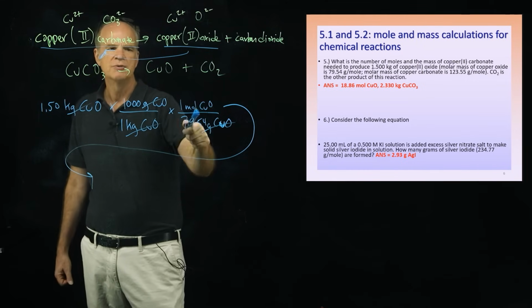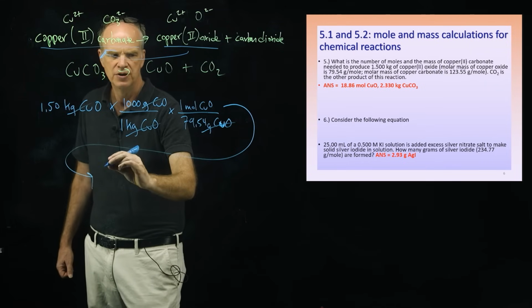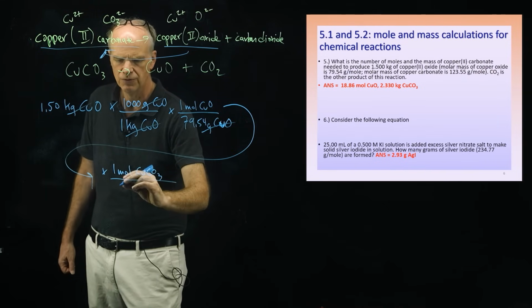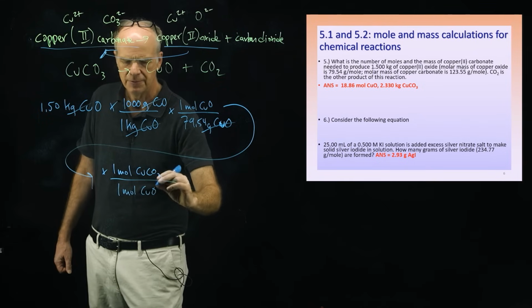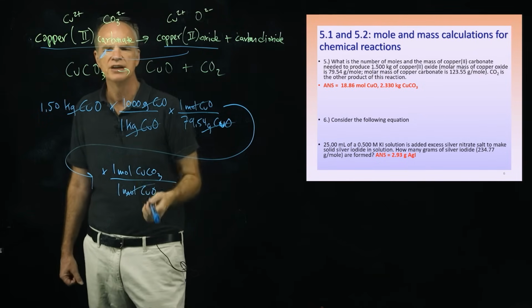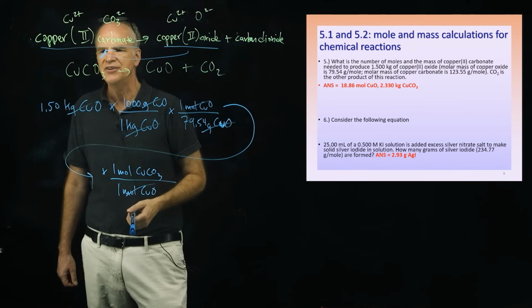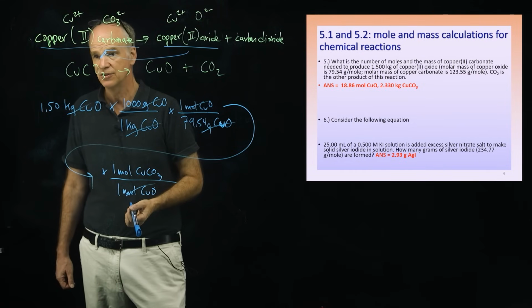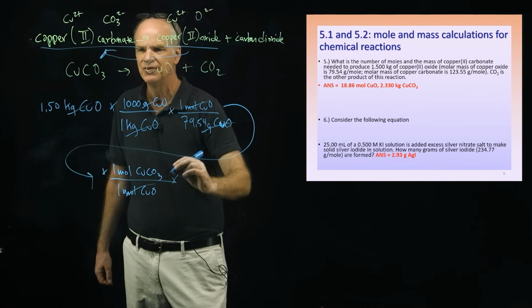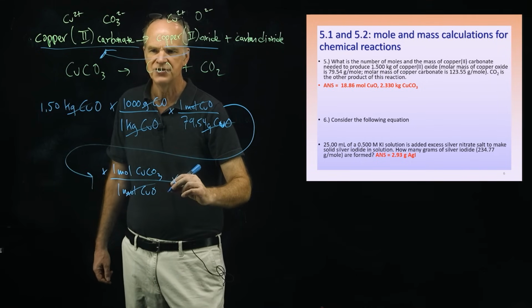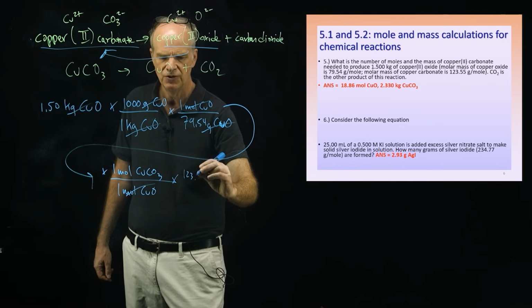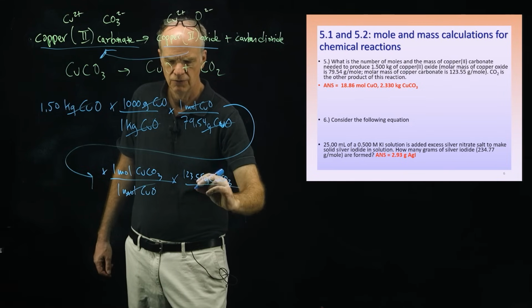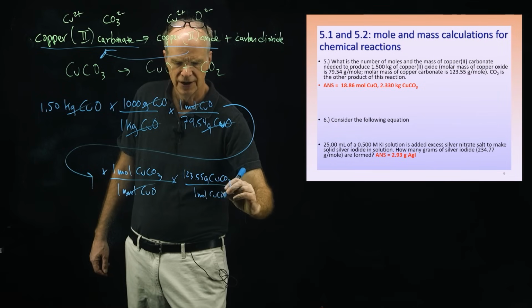Let's get this into copper carbonate. So it's going to be times 1 mole of copper carbonate over 1 mole of copper oxide. So the moles of copper oxide cancel out, and we get moles of copper carbonate. And then the last thing we need to do is get this into grams of copper carbonate, and maybe even kilograms. We have a molar mass of copper carbonate, which is 123.55 grams of copper carbonate over 1 mole of copper carbonate.